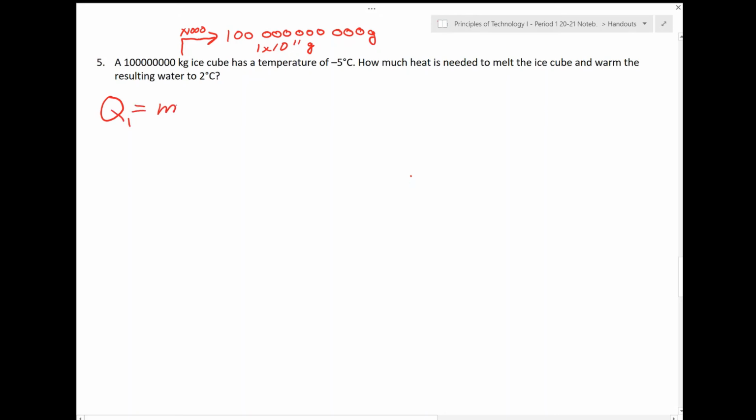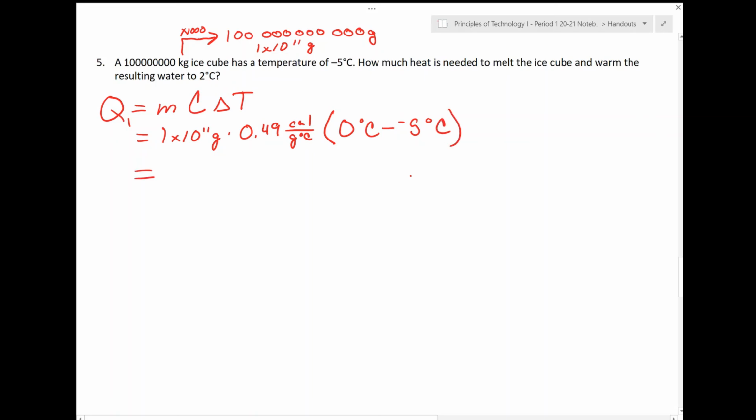That's equal to the mass of the ice times the specific heat of ice times the change in temperature of the ice. The mass of this ice is 1 times 10 to the 11th grams. The specific heat of ice found in the book is 0.49 calories per gram degrees Celsius, and the change in temperature is the final temperature minus the initial temperature, 0 degrees Celsius minus negative 5 degrees Celsius. Calculating that out, we should get 245 billion calories.